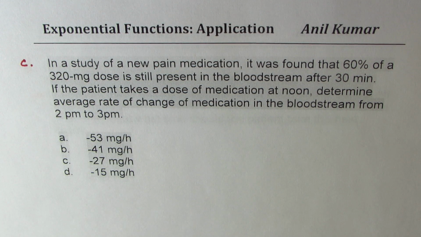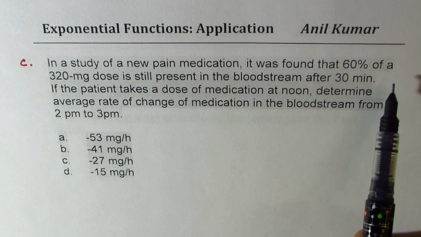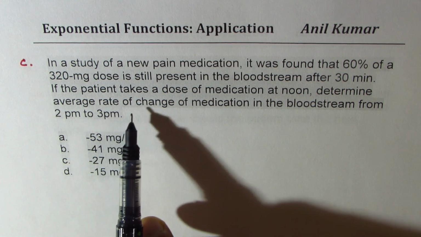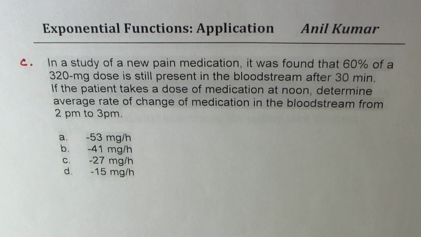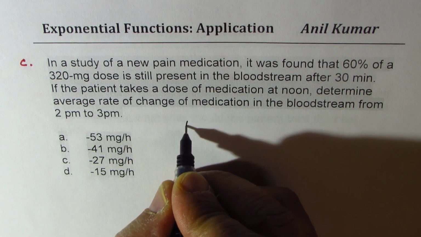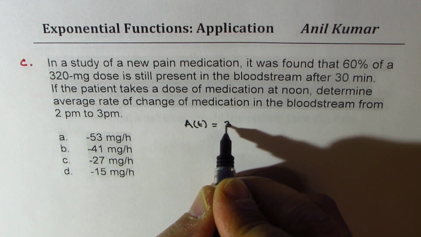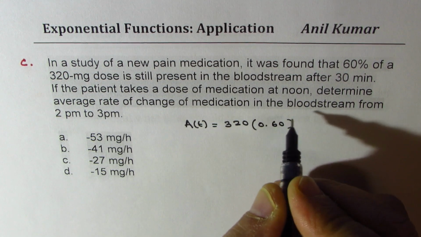Part C of the question is, in a study of a new pain medication, it was found that 60% of a 320 milligram dose is still present in the bloodstream after 30 minutes. If the patient takes a dose of medication at noon, determine the average rate of change of medication in the bloodstream from 2 p.m. to 3 p.m. Now the formula, as we found, was that the medication remaining was 320 times 0.60 to the power of 2t.